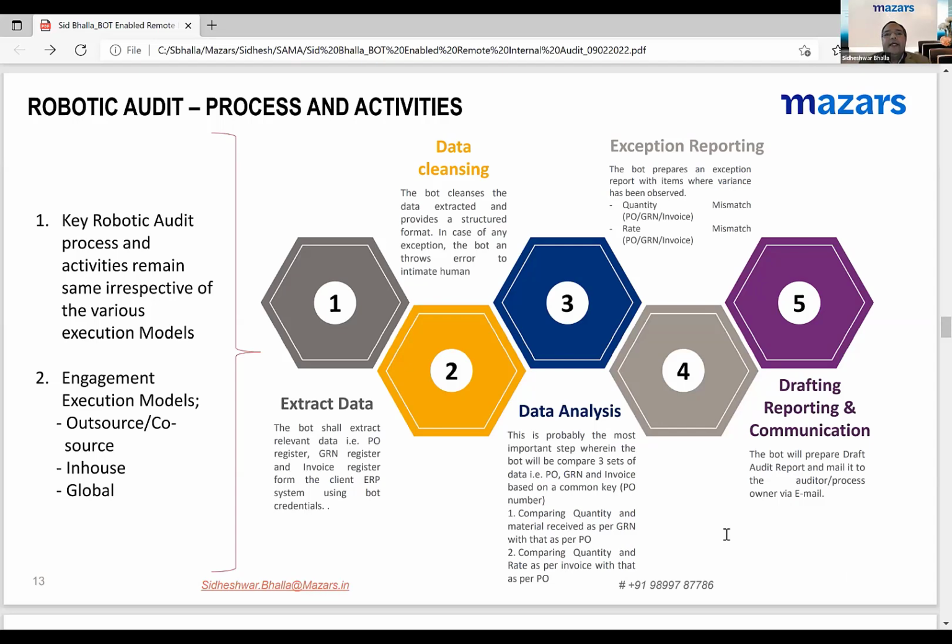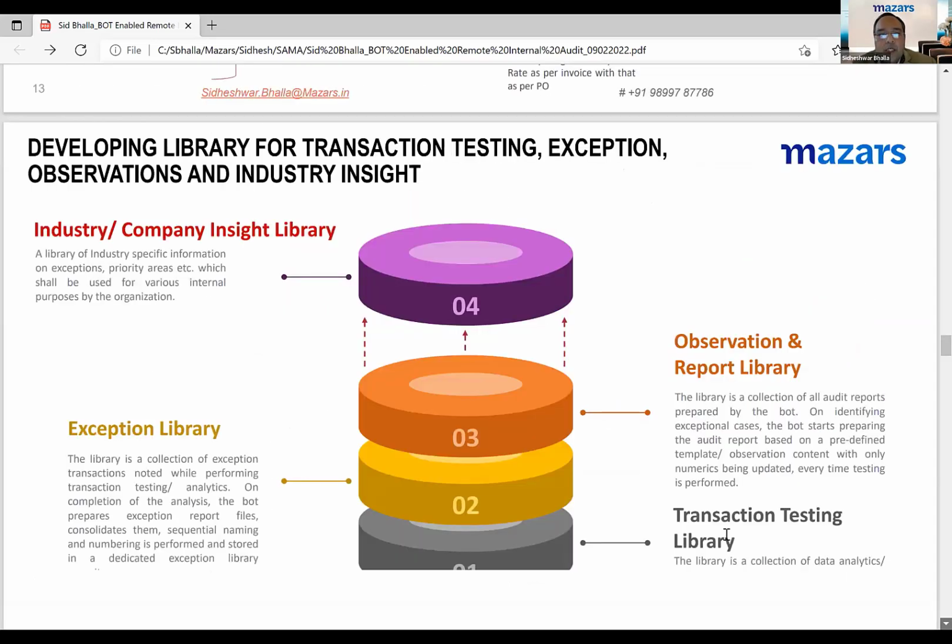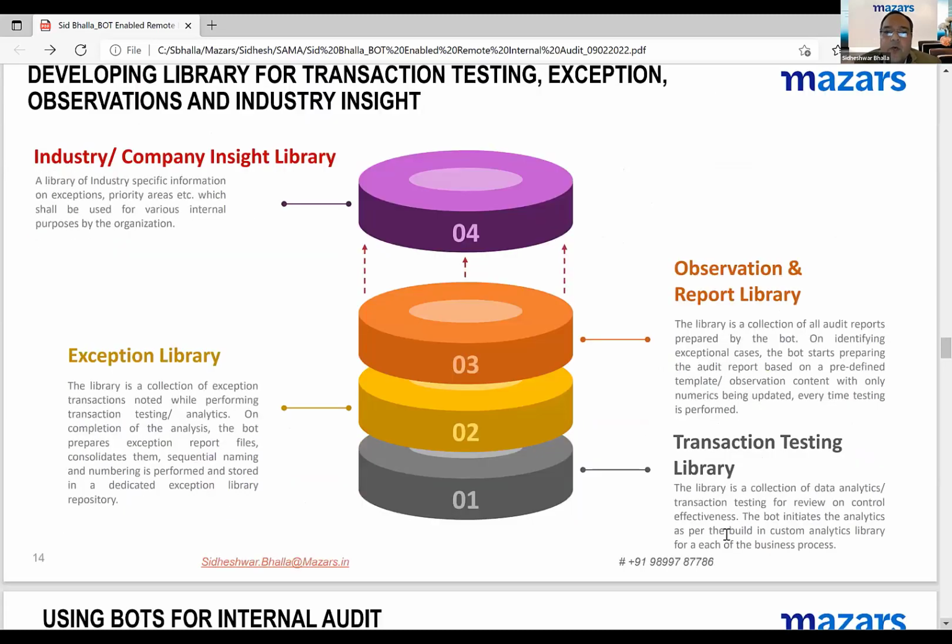Now, here is something which again is interesting. How does the bot actually work? How do you actually want the bot to work rather? So you go from bottom to top, the 1, 2, 3, 4. You've got the transaction testing library, which is there, the exception library. So where I'm coming from is year on year. So first year, the bot does an audit, the transaction testing is built, exception library is getting fed over there. So you are trying to teach the bot, ML, machine learning, that if this is a particular exception, this is what you need to report, and this is how you do it. What was done in the past?